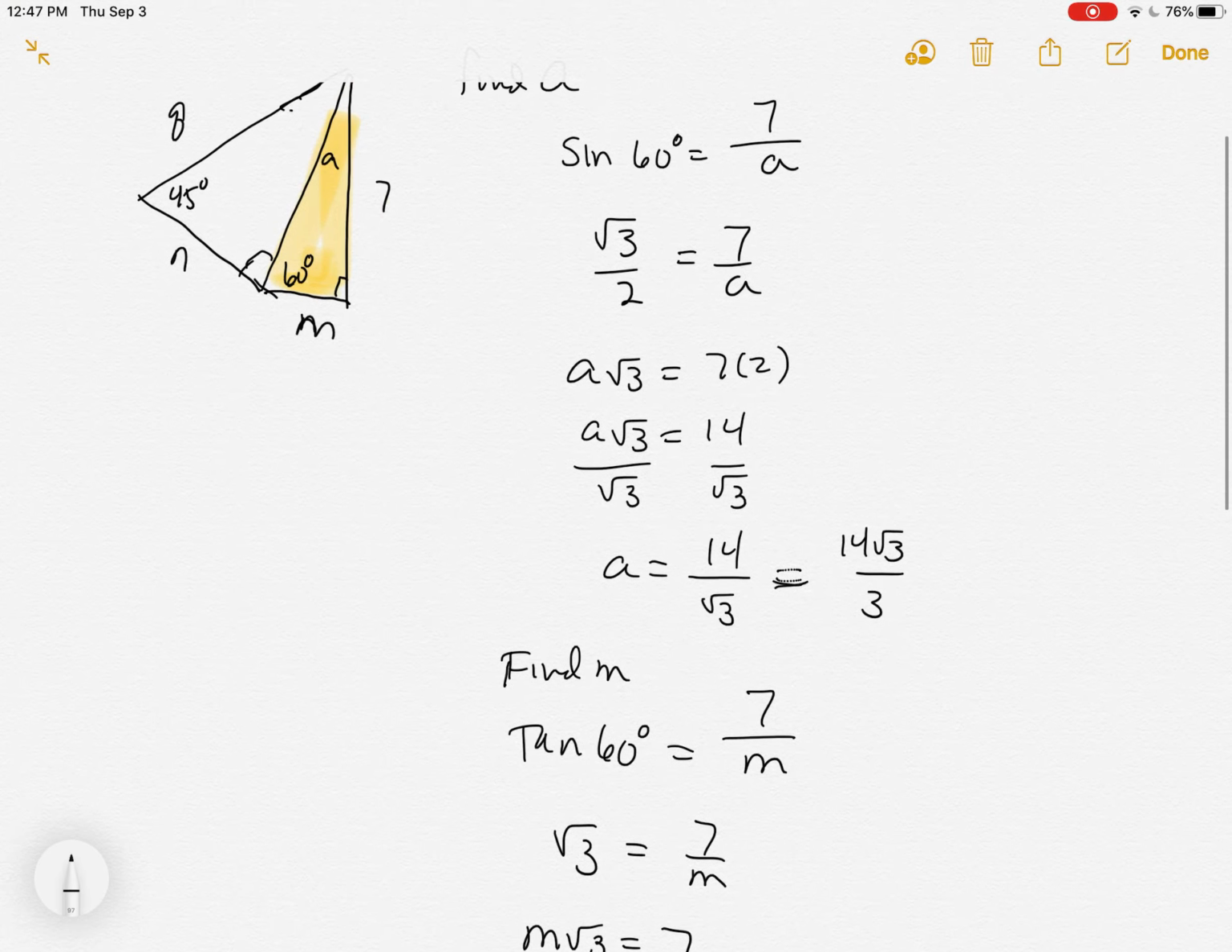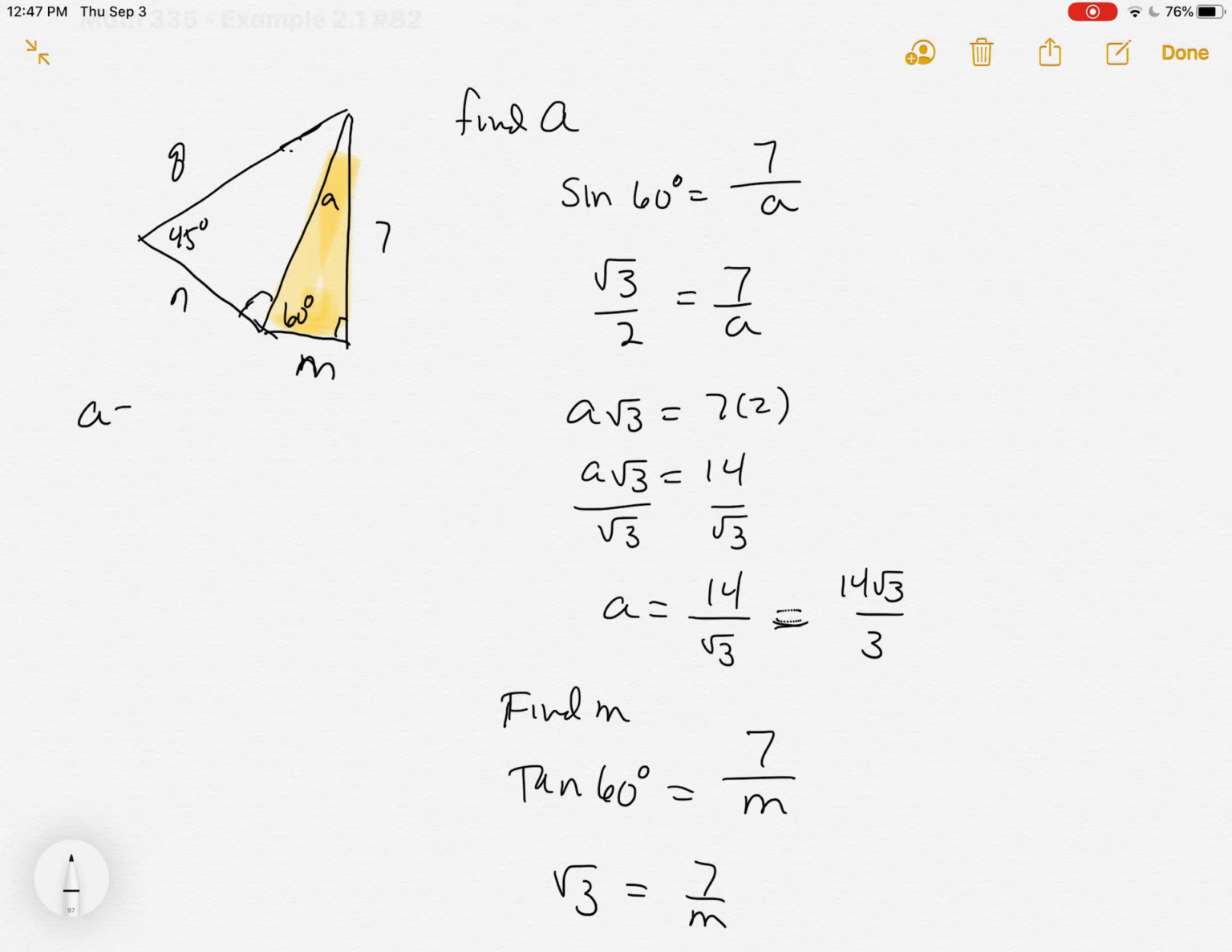So I'm just going to write what we found out along the side here. We found out that A was equal to 14 root 3 over 3. That'll be useful. We found out that M is equal to 7 root 3 over 3, right? If we take a look down there.